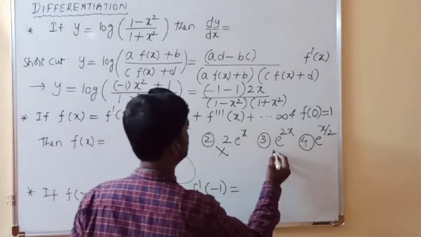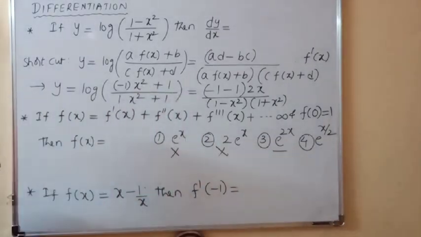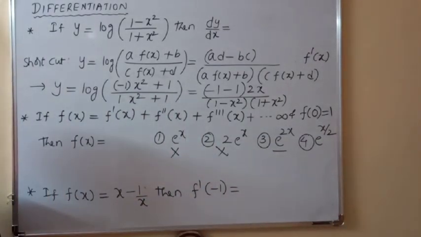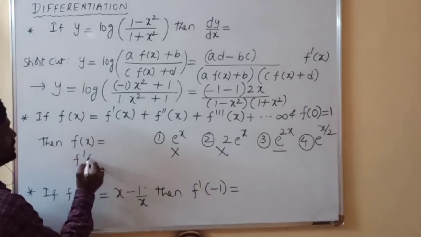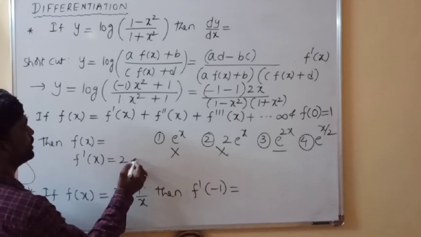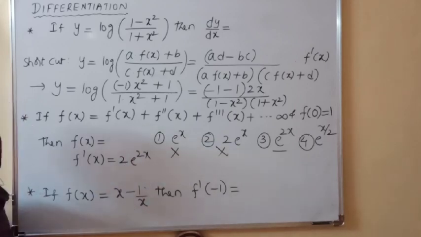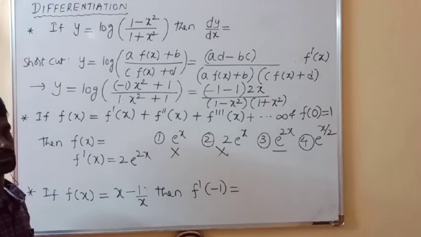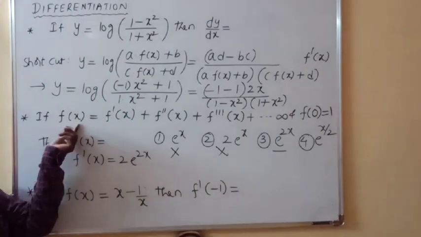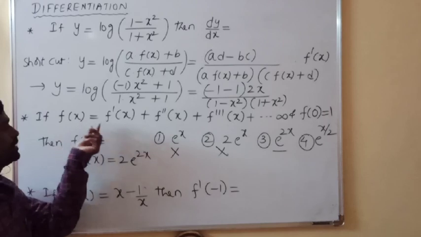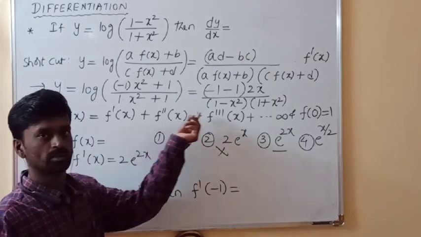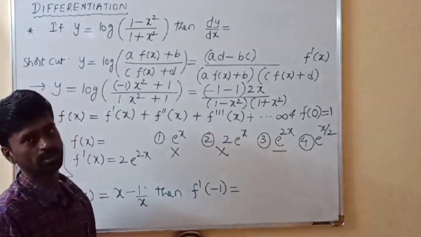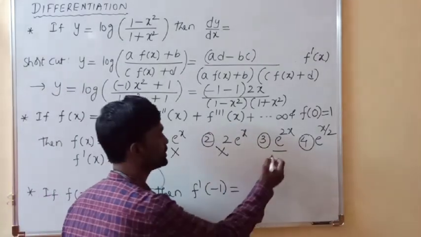Next, e power 2x. Suppose I assume f of x is e power 2x. What is f dash x? 2 into e power 2x. F double dash x is 4 into e power 2x. So if you put f of x equals e power 2x in this equation, what do you get? e power 2x is equal to 2 into e power 2x plus 4 into e power 2x plus 8 into e power 2x. Is it correct? No. So this option is also wrong.